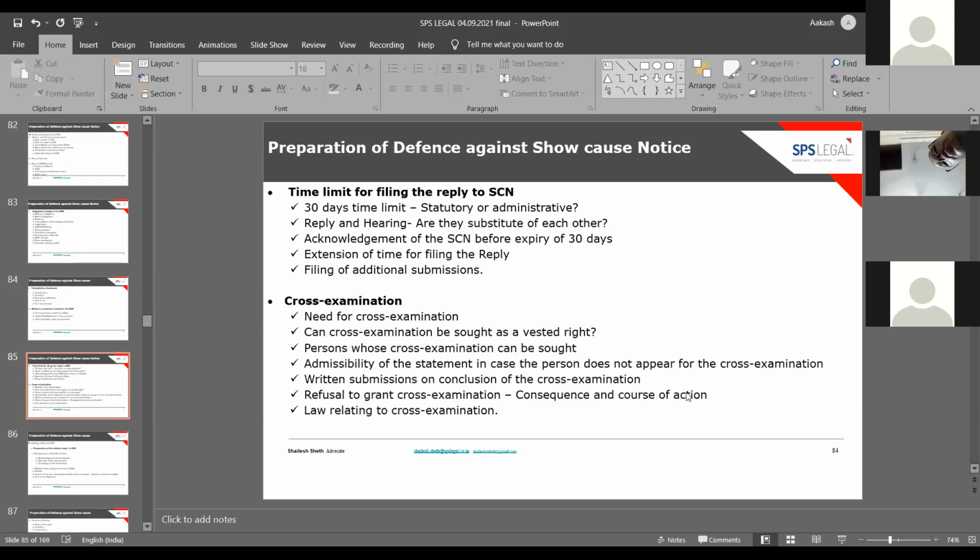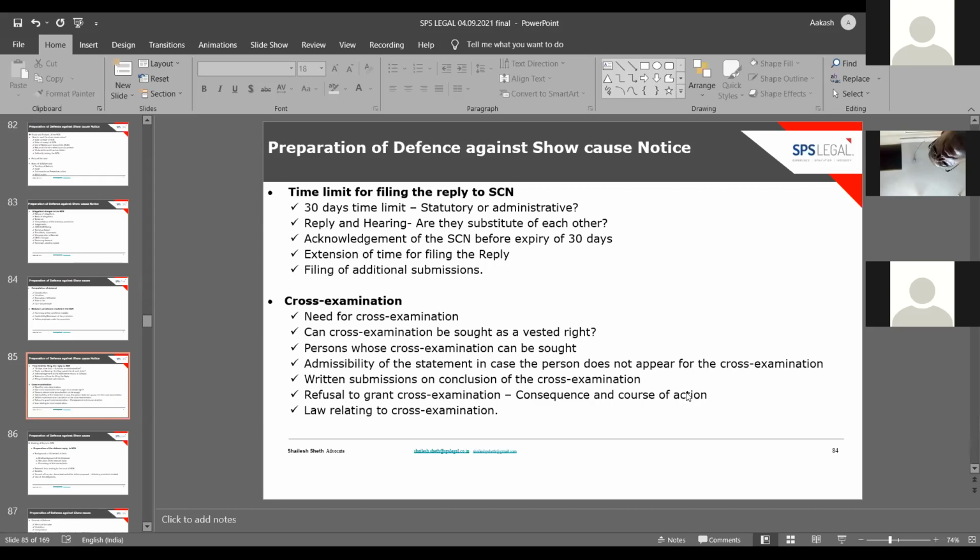Without delay, ideally one should actually file the reply. However, if for any reason the reply could not be filed, then also at the time of hearing, written submissions can be filed, which can be as good as a reply. Reply is not a substitute for hearing. Hearing is not a substitute for reply.